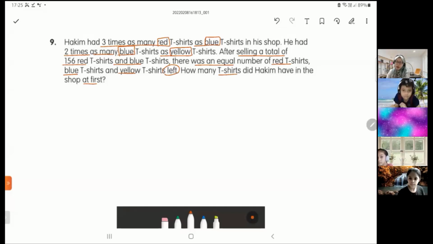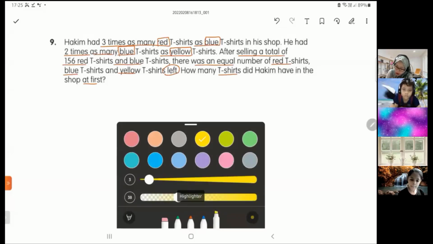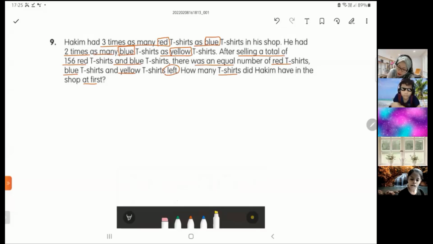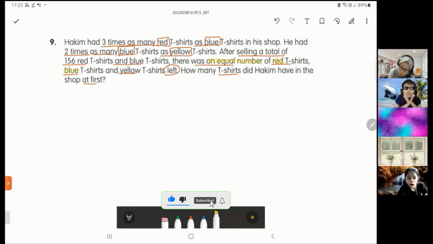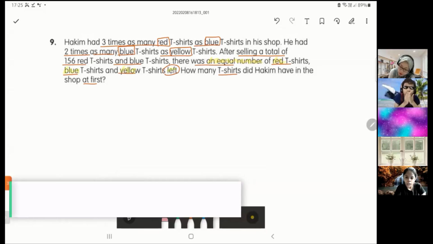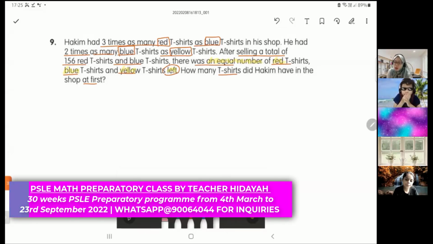This is similar to question 8 just now, right? Very similar. And we are given an equal leftover also. Okay, let's look at that sentence. There was an equal number of red, blue, and yellow t-shirts left. Can you see? All right. So how do we go about doing it?